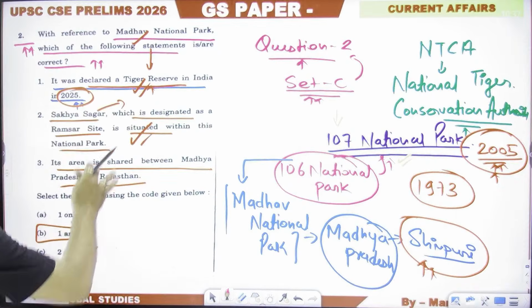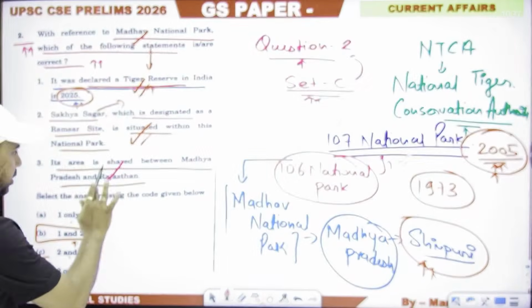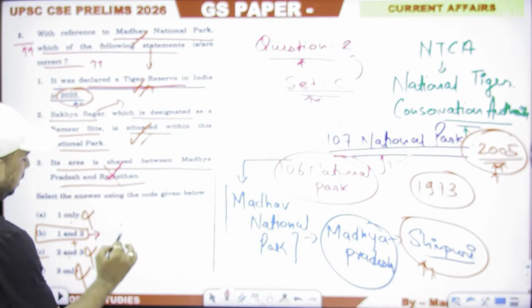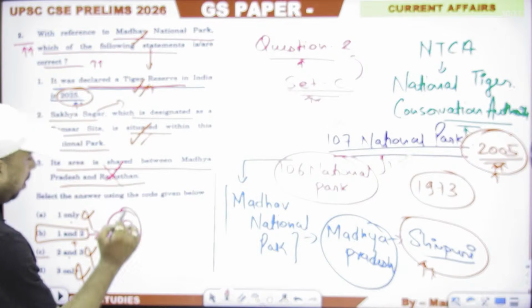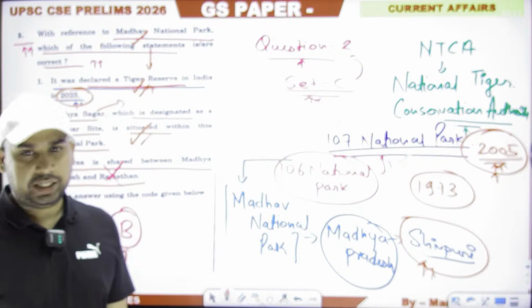So basis on that, if both the first and the second statement are correct and the third statement is incorrect, then we can easily choose the answer number B. So question number 2 have the right answer B. Now we'll move towards the next question.